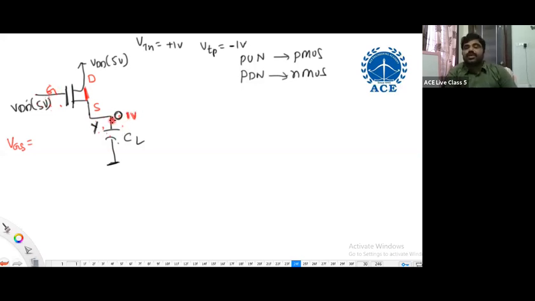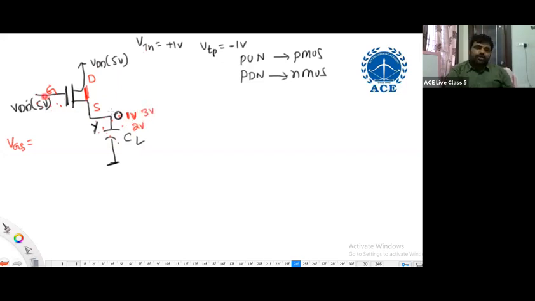What is gate to source potential now? 5 minus 1, it is 4 volts. Still it is greater than VTN. Greater than 1 volt, it can still conduct. Let me say it is charged to 2 volts. What is gate to source potential now? 5 minus 2 is 3 volts. Still it is greater than 1 volt. Still it is conducting. Then it is charging to 3 volts.